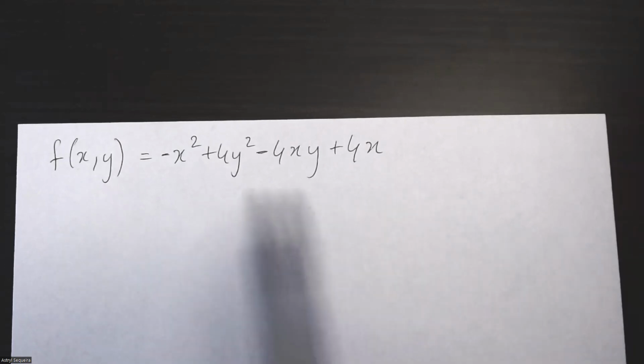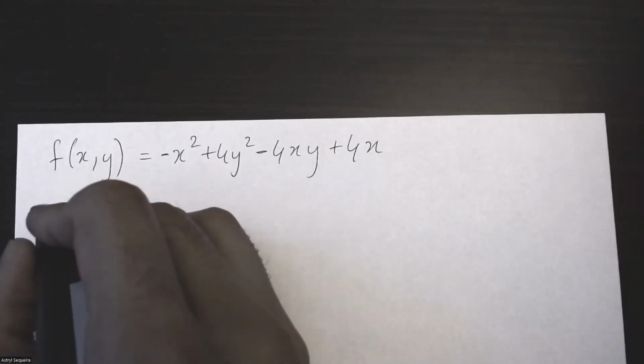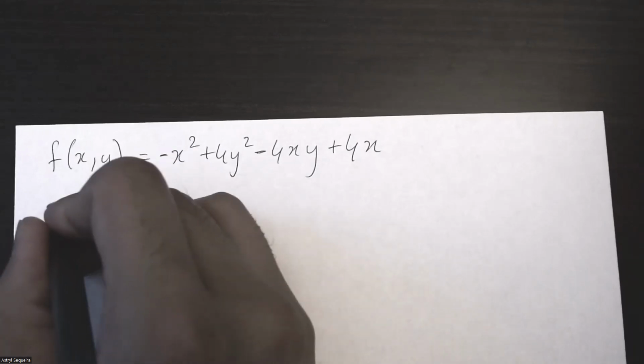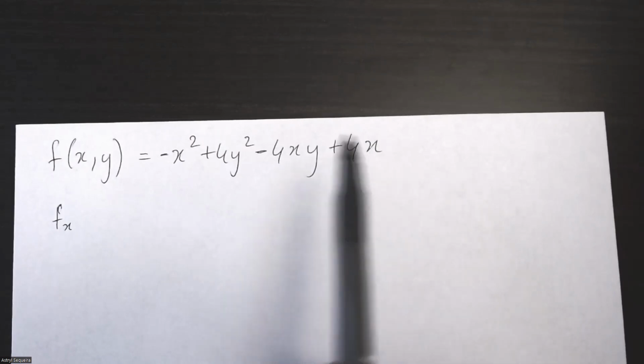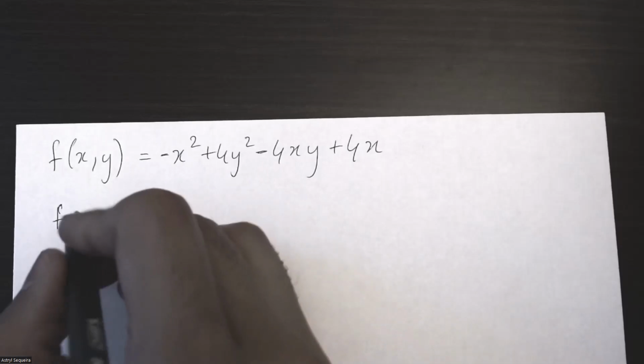In order to find the critical points, I need to derive the equation in terms of x. I'll call that f of x over here. That means I'm deriving this equation in terms of x, and I'm treating y as a constant. So let me derive this.